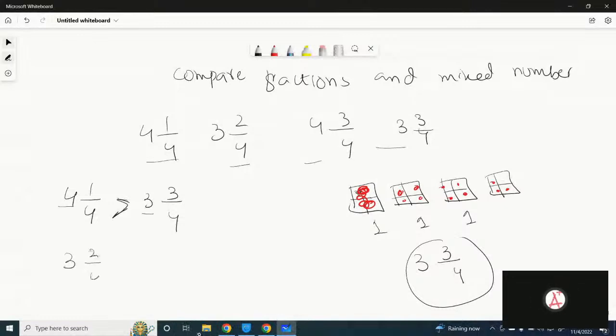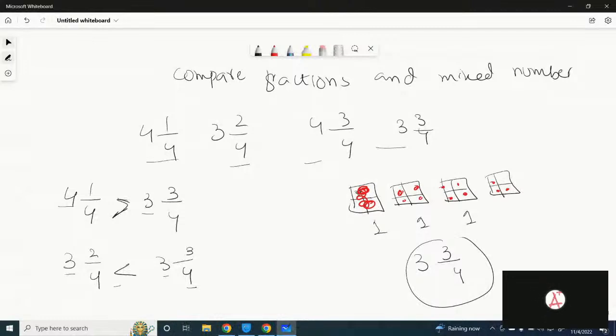3 whole 2 over 4 and 3 whole 3 over 4. So first compare their whole numbers. They have the same whole numbers. Now just compare their fractional part. Here they have same denominators. Just compare their numerators. 2 is less than 3. That means 3 whole 2 by 4 is less than 3 whole 3 by 4. Got it? Now let's just compare the rest of the two.